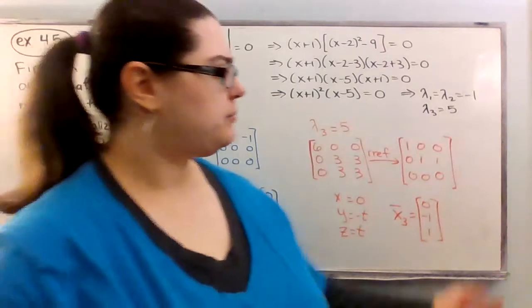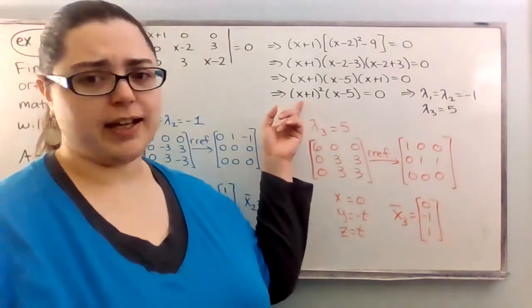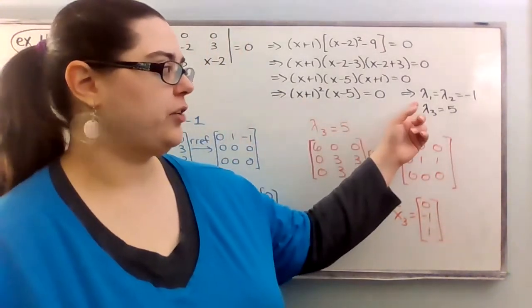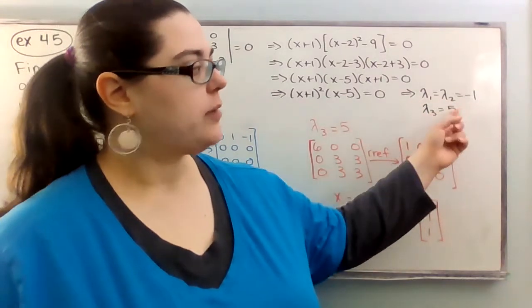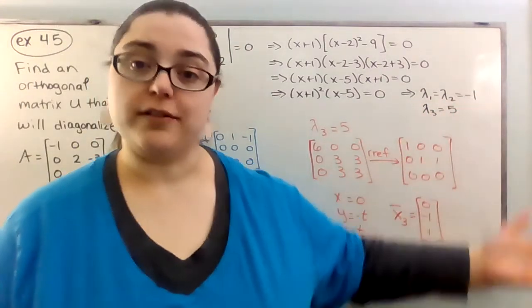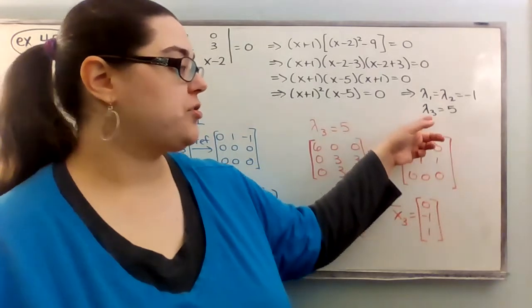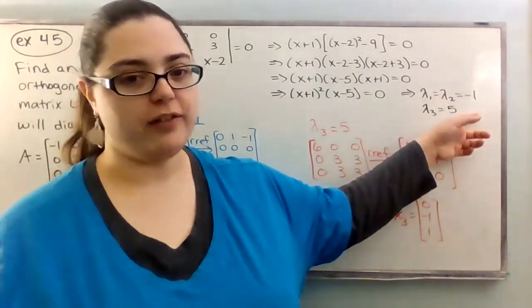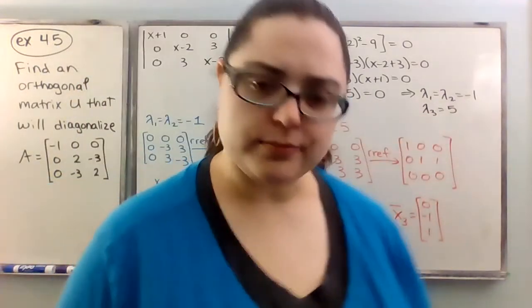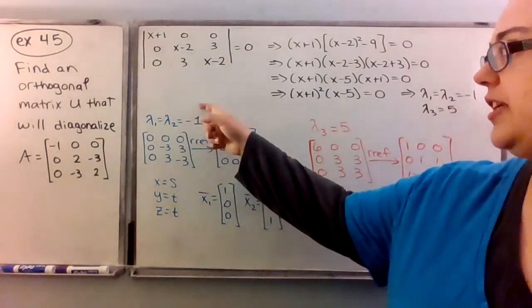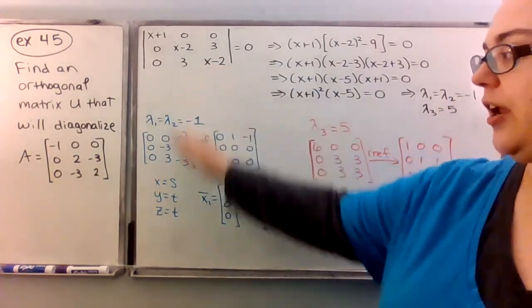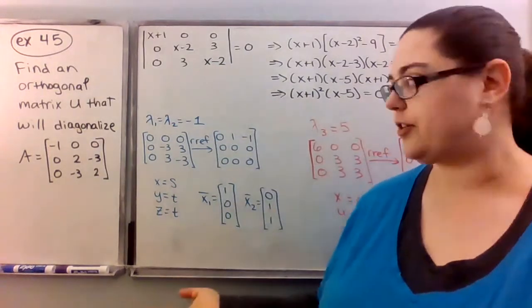When this happens, because I'm listing -1 as my first eigenvalue, I actually have to list it twice because it had a multiplicity of 2. And then x3 is my last one. We ended up with 5. Then I threw those into the matrix and row reduced in order to find my eigenvectors.